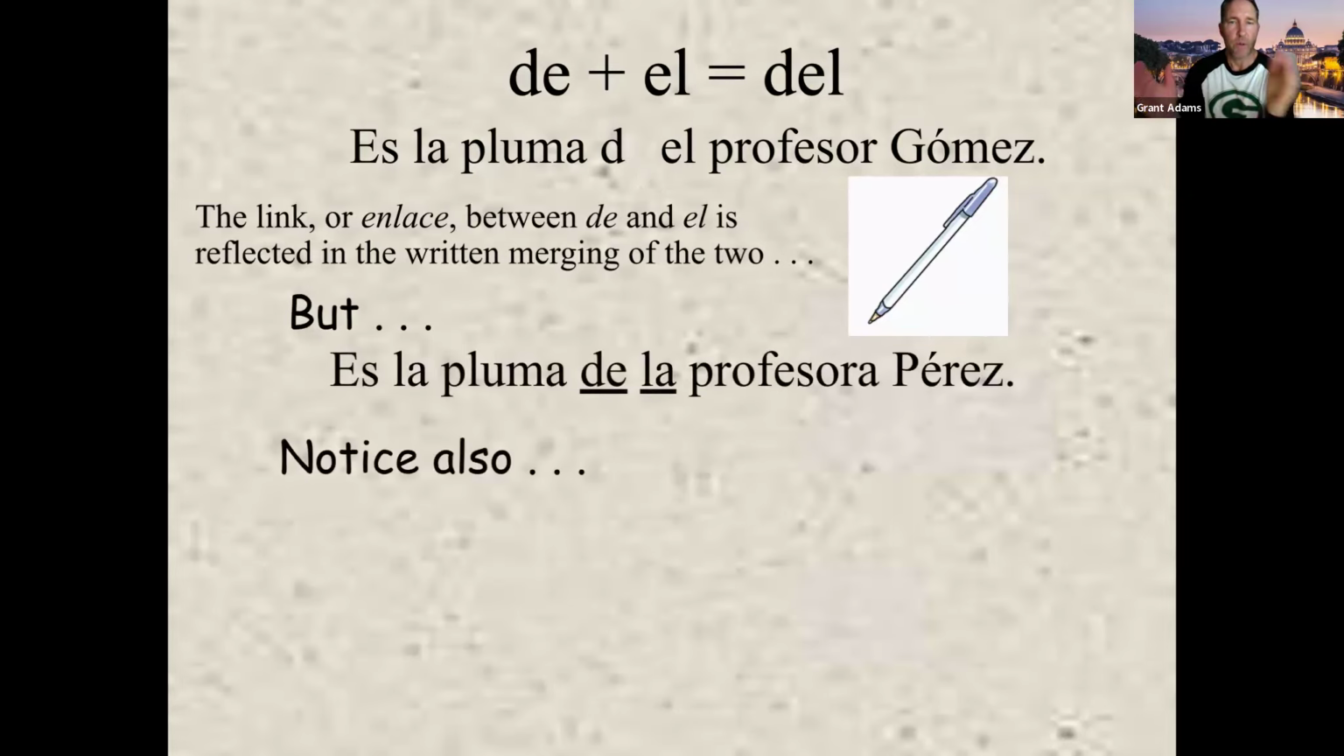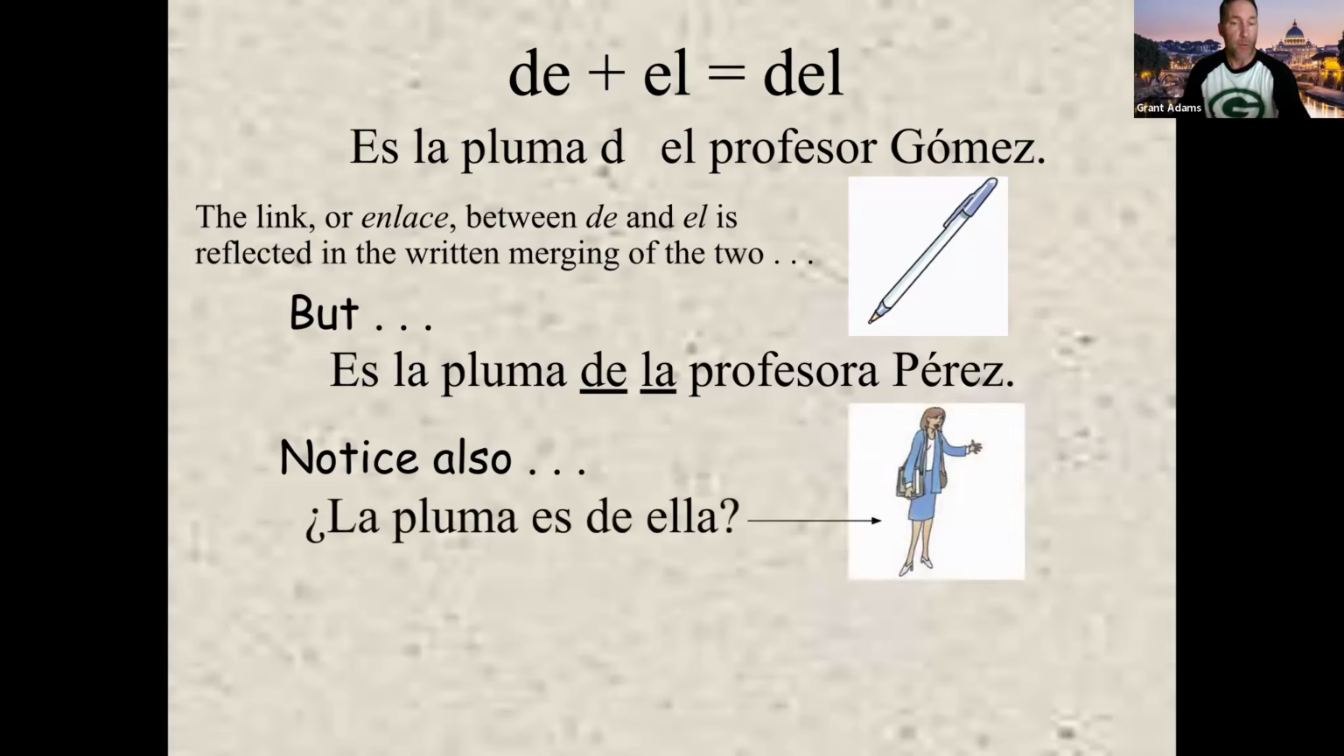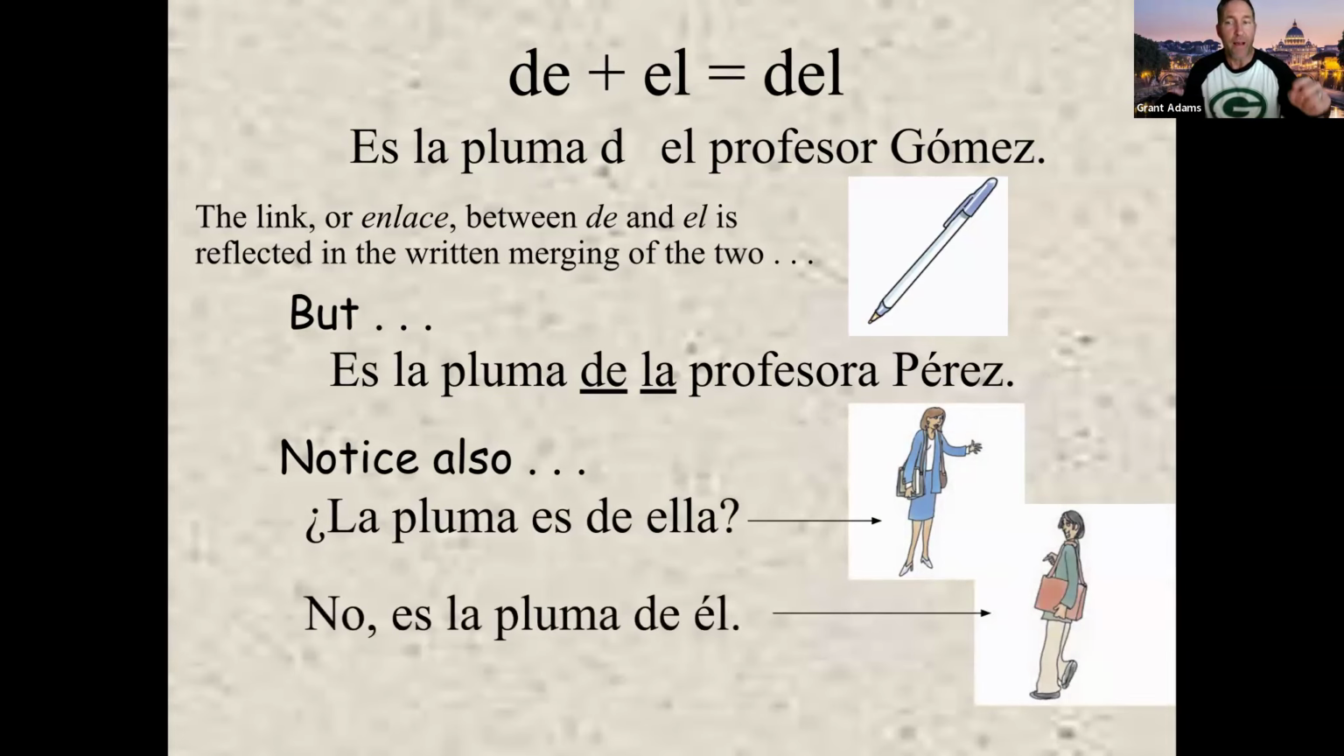So I push those together. Del, they're separate, but they should be one word. And my animation should have fixed that. I'm not sure why it did not connect those. Lo siento. Okay, so del, D-E-L, del. But if I had a feminine like la profesora, we don't connect them, right? La pluma es de ella. Is this her pen? No, es la pluma de él.